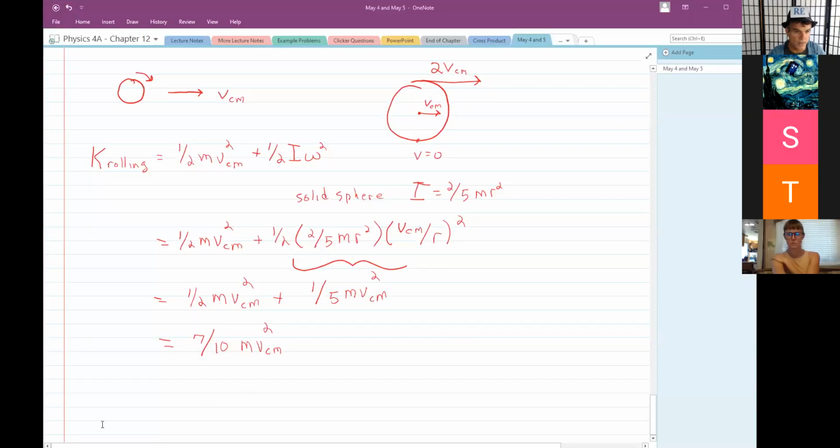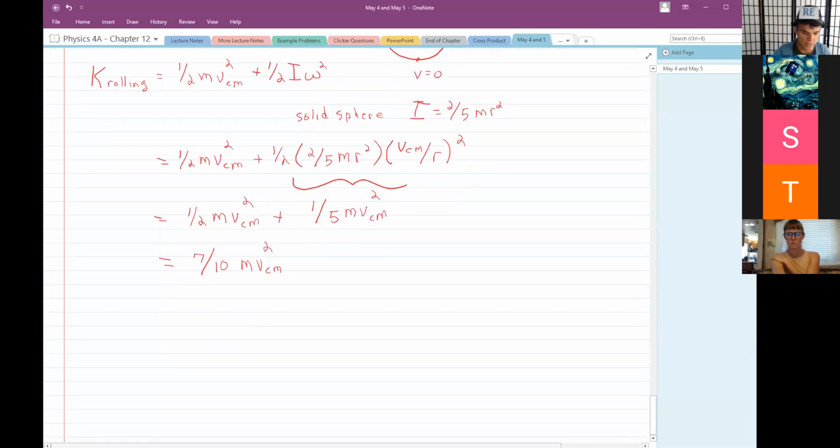So all of these equations that we've had so far, like for a cylinder, or let's just say for the solid sphere, these moments of inertia are actually the moments of inertia about the center of mass.